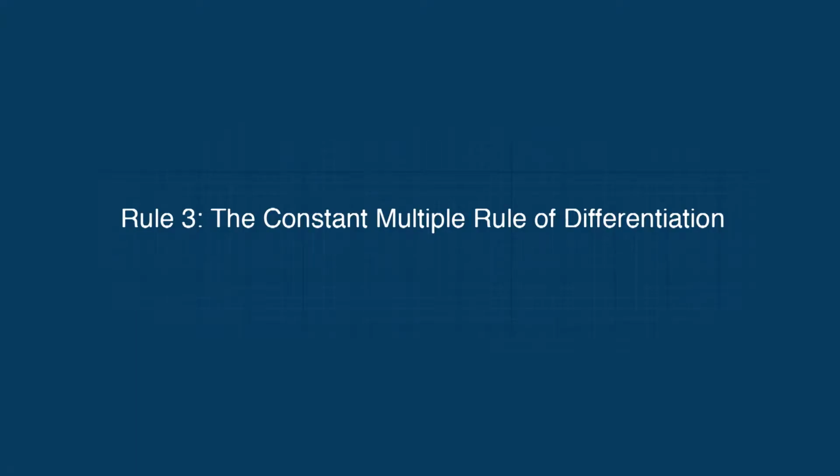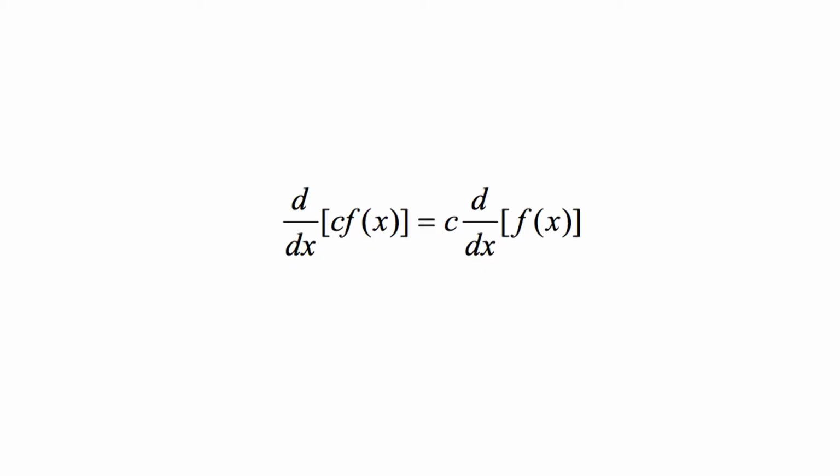The next rule says that when a differentiable function is multiplied by a constant, its derivative is multiplied by the same constant. Rule 3, the constant multiple rule of differentiation. If f is a differentiable function of x and c is a constant, then d/dx of c times f(x) equal to c times d/dx of f(x). We prove this as follows.